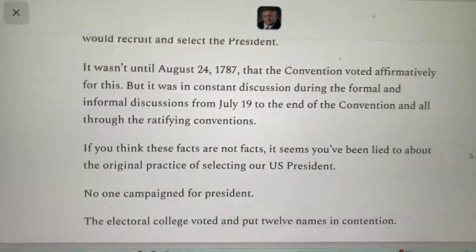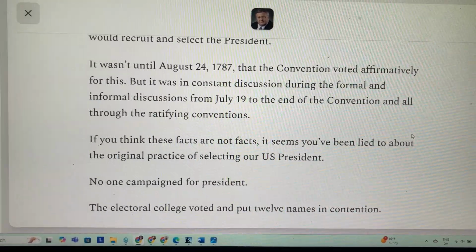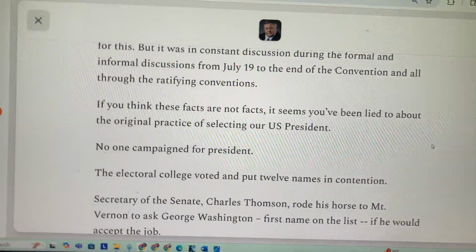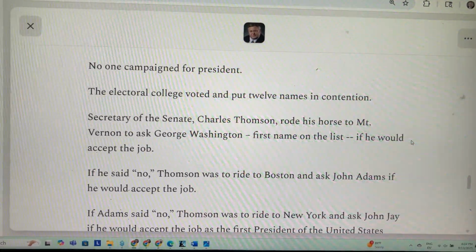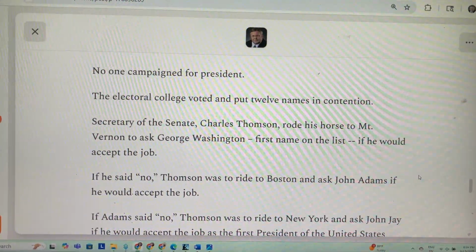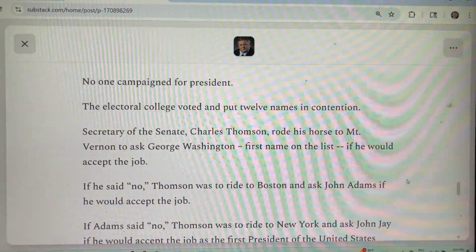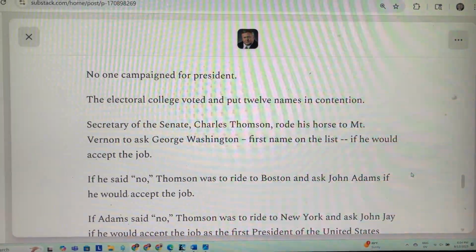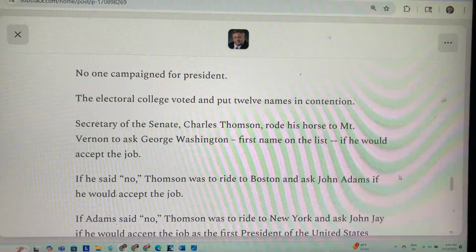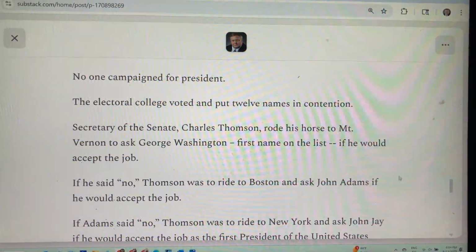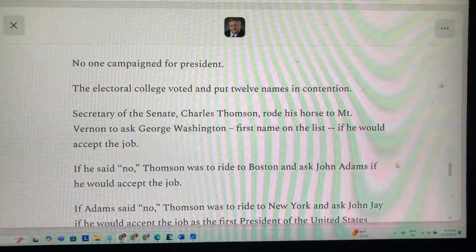Now, as I said, there are 13 sets of notes, and they all agree on this. When the first Electoral College voted, they nominated 12 names. Then the Secretary of the Senate, Charles Thompson, rode his horse to Mount Vernon in Virginia to ask George Washington, whose name was first on the list, if he would accept the job. They didn't know if he would say yes.